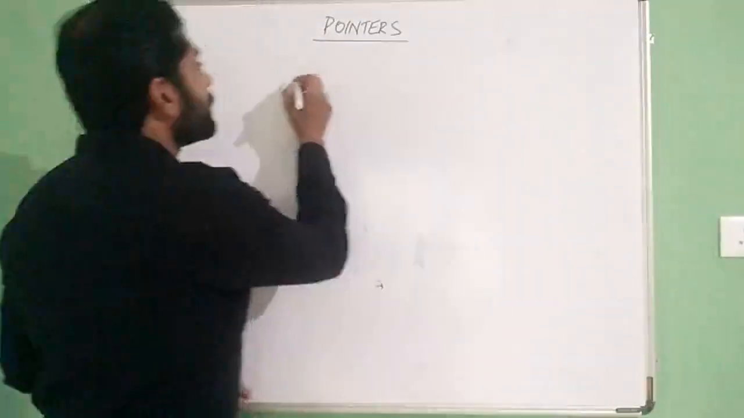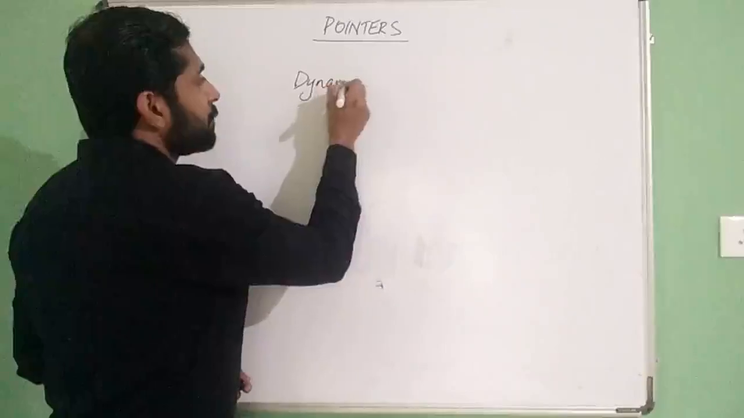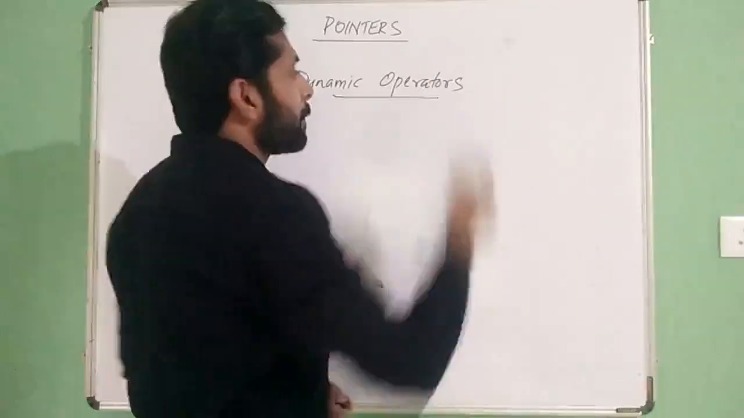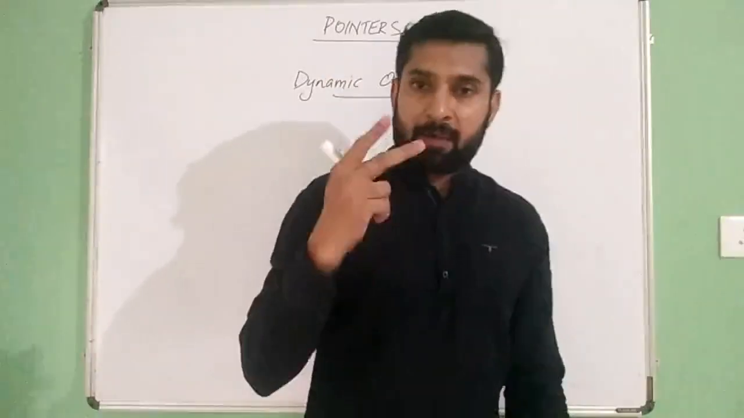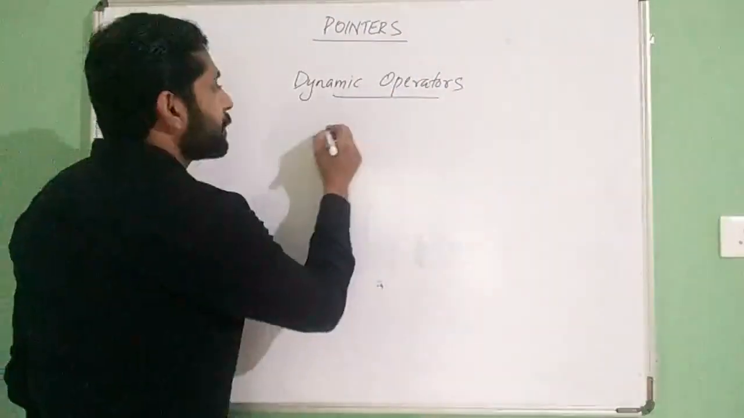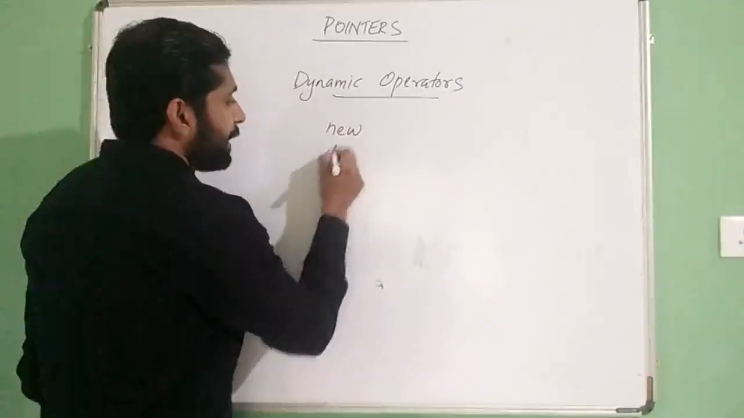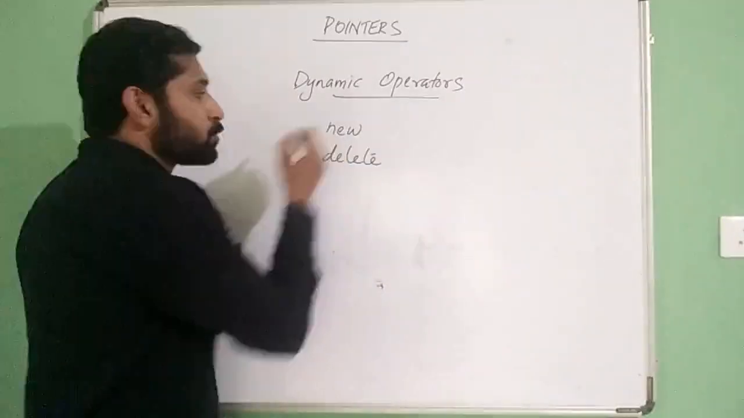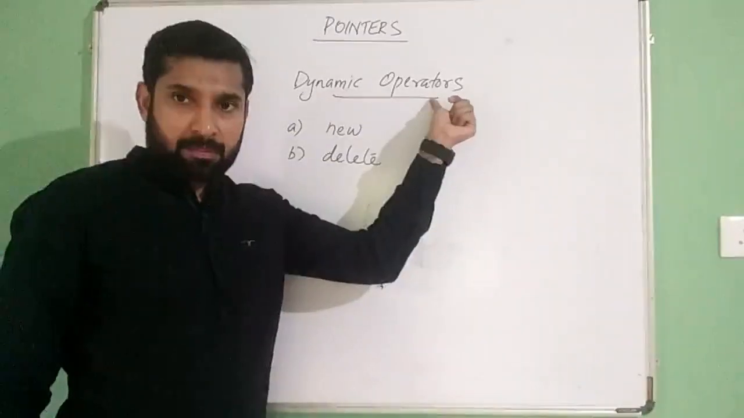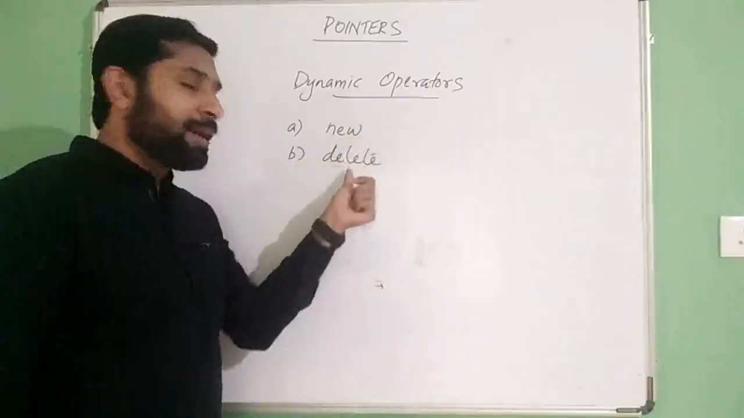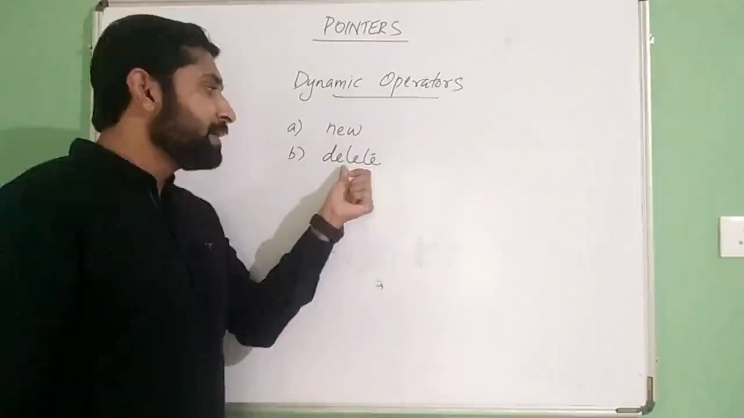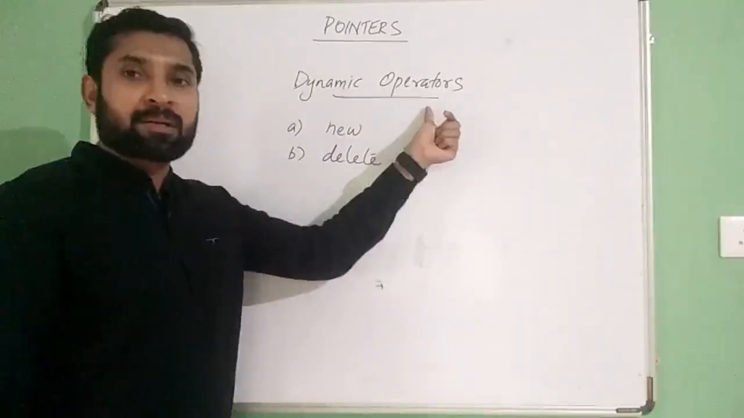So the next topic is dynamic operators. In C++, we have two operators known as dynamic operators. They are new and delete. The two operators that are known as dynamic operators are new and delete. These are two keywords. We must use small letters. New and delete are dynamic operators in C++.